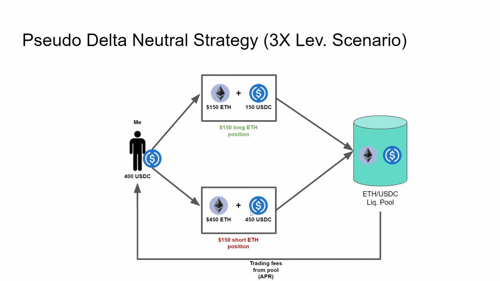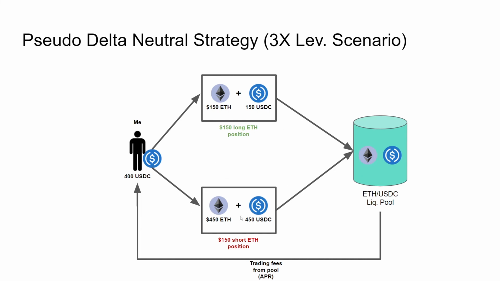So because of that, when I close my position, these two long and short positions may not perfectly cancel out. So I might end up with a $140 short ETH position and a $160 long ETH position, which don't cancel out. That is why, due to the model of the liquidity pools and impermanent loss, this is a pseudo delta neutral strategy.